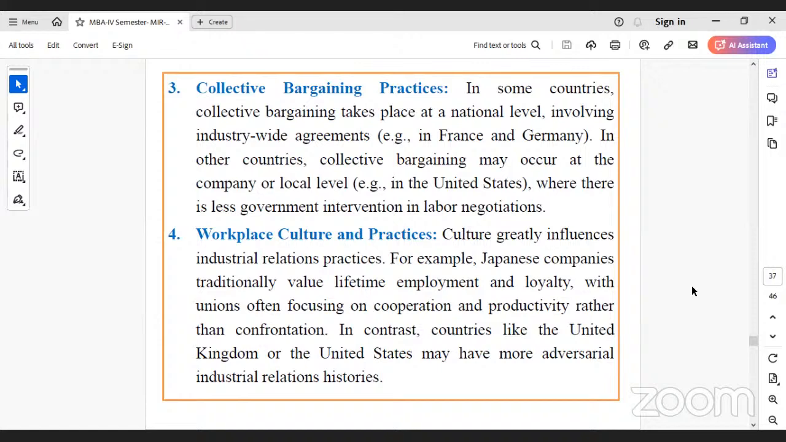And when it comes to workplace culture and practices, culture greatly influences industrial relations practices. For example, Japanese companies traditionally value lifetime employment and loyalty, with unions often focusing on cooperation and productivity rather than confrontation. In contrast, countries like the UK and US may have more adversarial industrial relations, with negative relationships, while Japan and some other countries have lifetime loyalty in their workplace cultures.